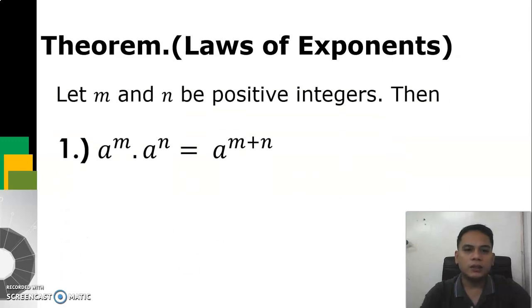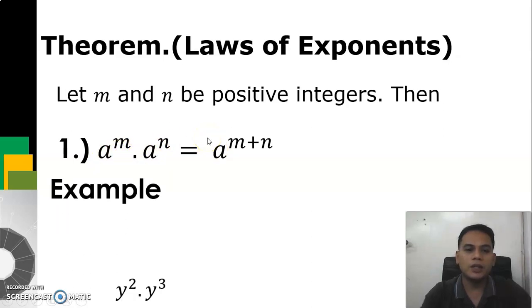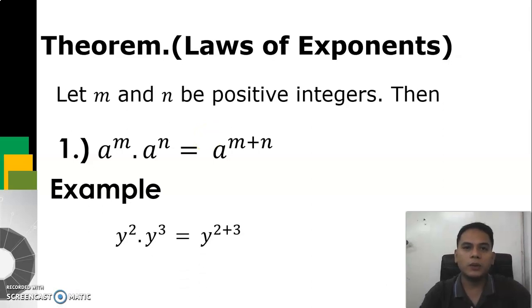So the first law of exponents is this one. Let m and n be positive integers. Then number 1, a to the m times a to the n is equal to a to the m plus n. Note that we have the same base. So if we have the same base and we multiply, then we add only the exponents. For example, we have y squared times y cubed. We add the exponents, so we have y to the 2 plus 3, so we got y to the fifth.